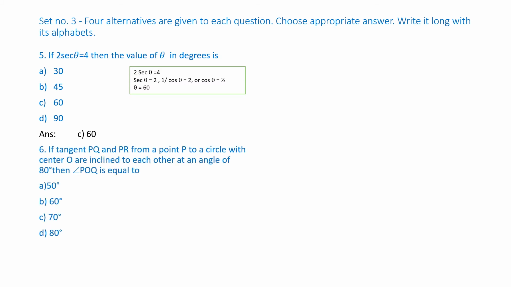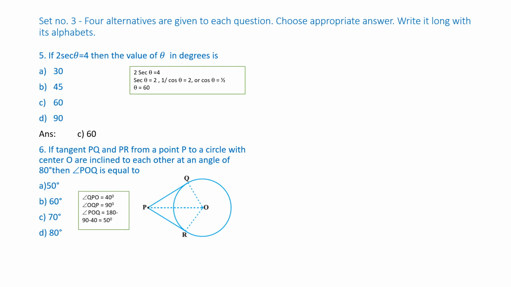Question number 6. If tangents PQ and PR from a point P to a circle with center O are inclined to each other at an angle of 80 degrees, then angle POQ is equal to: option A, 50 degrees; option B, 60 degrees; option C, 70 degrees; option D, 80 degrees. Please see the figure here. O is the center of the circle, PQ is a tangent at Q, PR is a tangent at R.